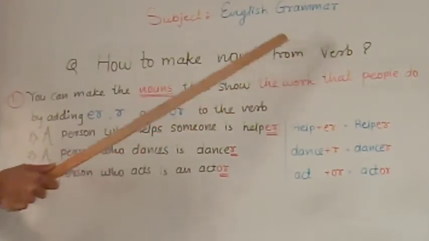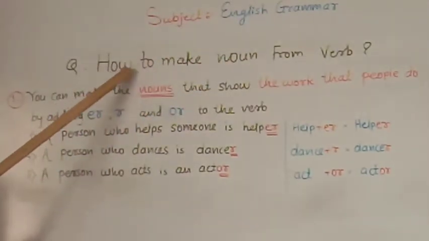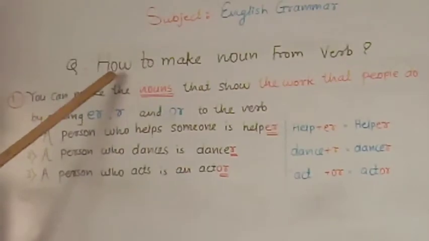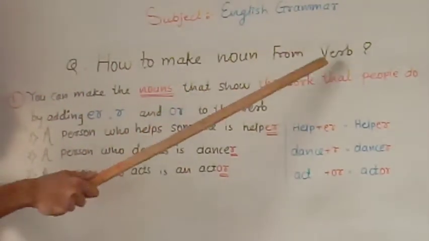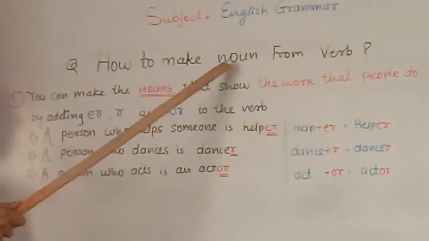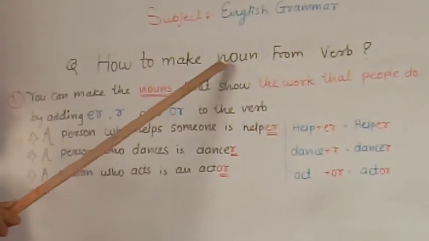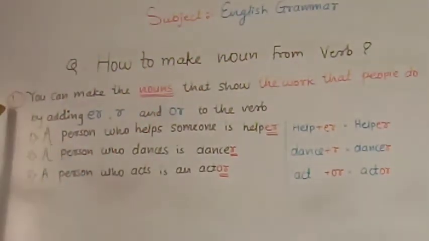उससे आपको क्या बनाने का है? नाउन. किंतु वो कैसे बनाया जाता है? Today we are going to see. That's why here is the question, how to make noun from the verb. Verb से, क्रियादर्शक शब्द से, an action word से noun कैसे बनाते हैं? Today we are going to see, we are going to learn.